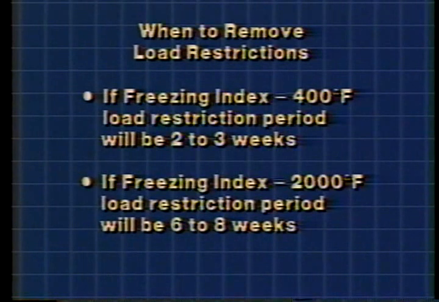In general, if the preceding winter's freezing index is about 400 degree Fahrenheit days, you can expect to enforce load restrictions for about 2 to 3 weeks. For a much colder winter, say with a freezing index of 2,000 degree Fahrenheit days, you may need to enforce load restrictions for about 6 to 8 weeks.